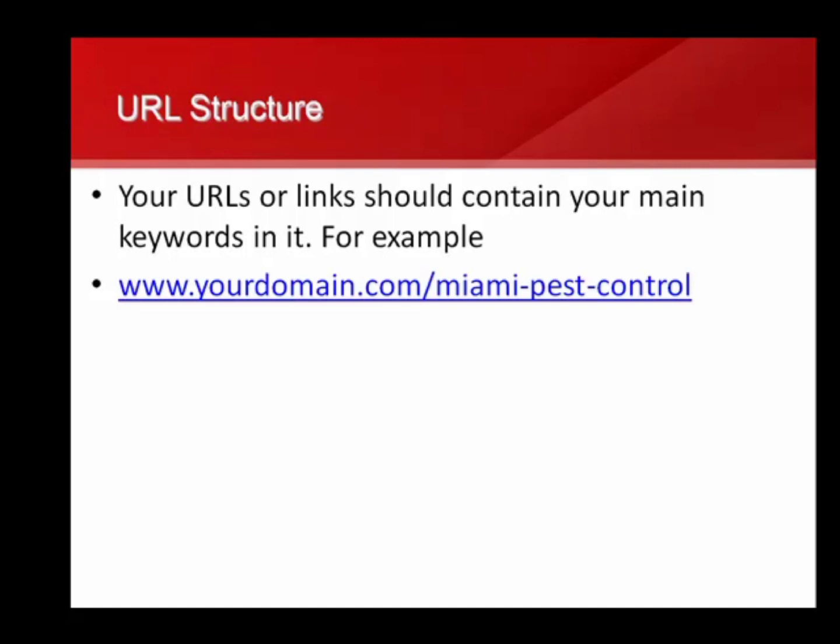So floridapestcontrol.com/Orlando-pest-control. FloridaPestControl.com/let's just say Jacksonville-pest-control. Different cities in Florida, and then you get the idea. Tampa-Bay-pest-control. The reason you want to try to use the dashes within those links is because the search engines will actually look at the dashes as spaces, and so it actually will give you another spot where your keyword phrase will show up in the search engines.